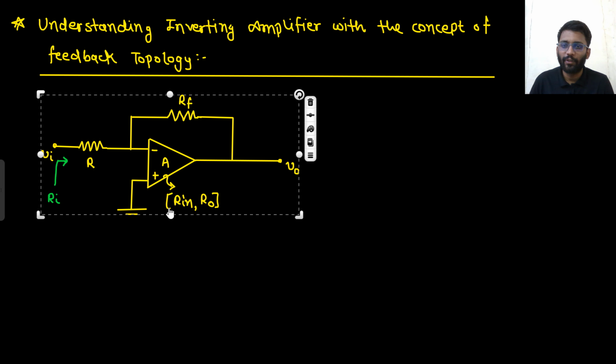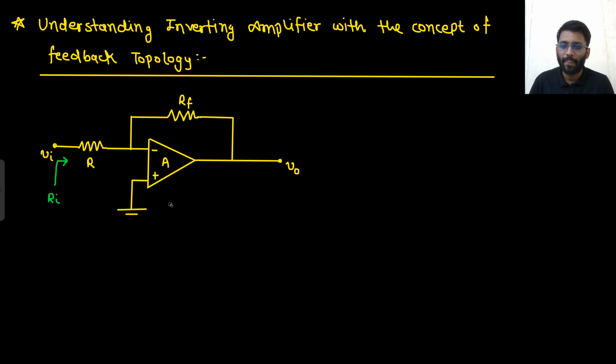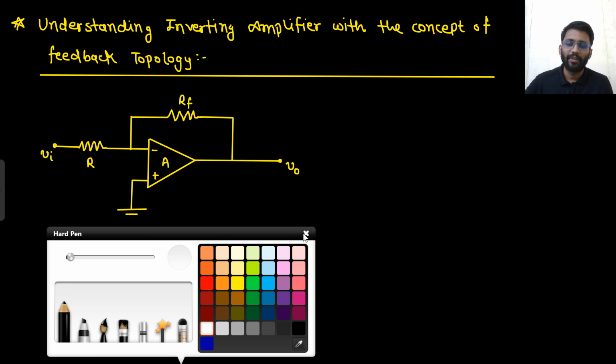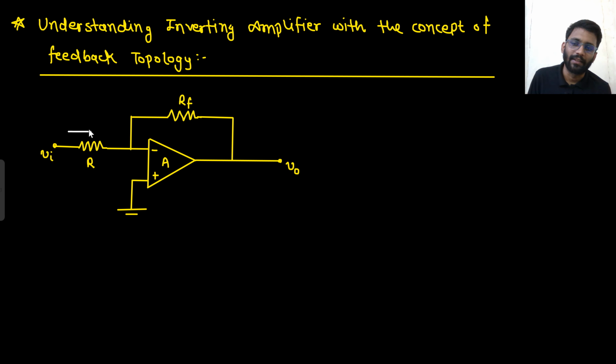First tell me what kind of feedback topology is there. What kind of feedback topology is there? Let's talk about mixing. This is input current Iin. It certainly has two paths. One path to go here, other path to go here. Certainly has two paths. Current mixing is there.